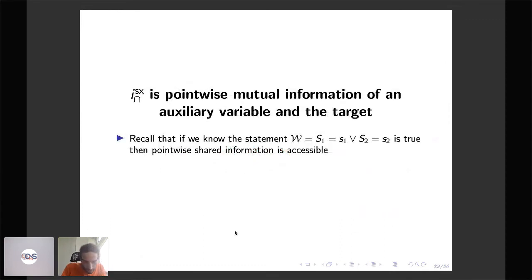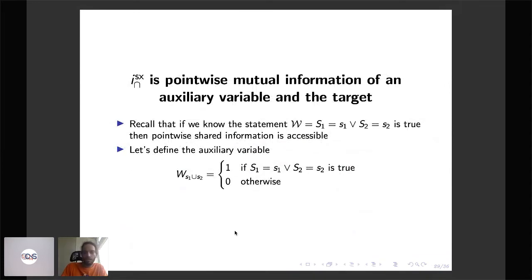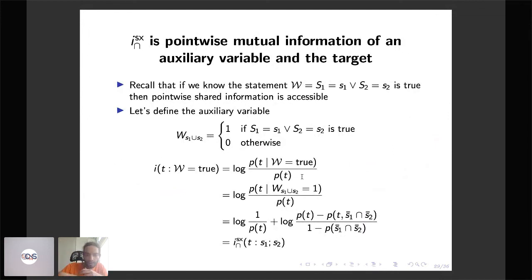And so if we think about it again, we said that if we know that the statement that either S1 has occurred or S2 has occurred is true, then shared information is accessible in that case. So we can define an indicator variable, an auxiliary variable, that indicates that this statement is true. What we were doing in this shared scheme, the RRC scheme, is saying that since this statement should occur in order for pointwise shared information to emerge, measuring the information that this statement has about T is just what is shared information. And this is what we get from our measure.